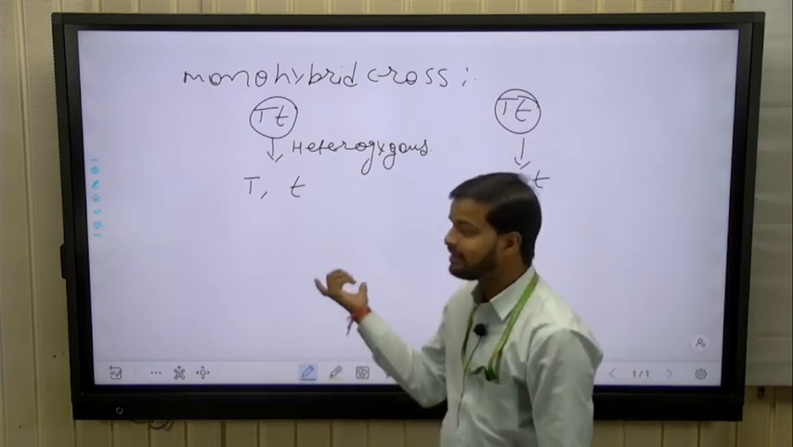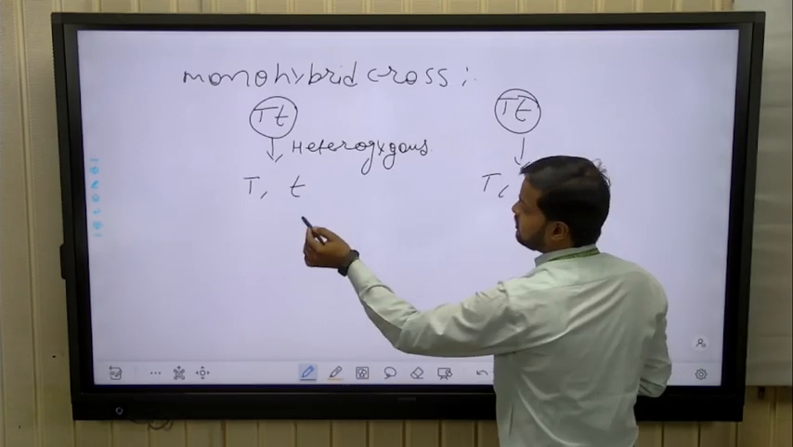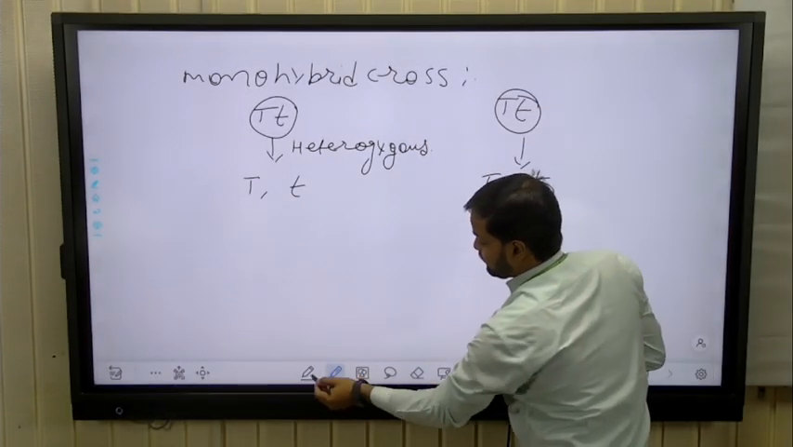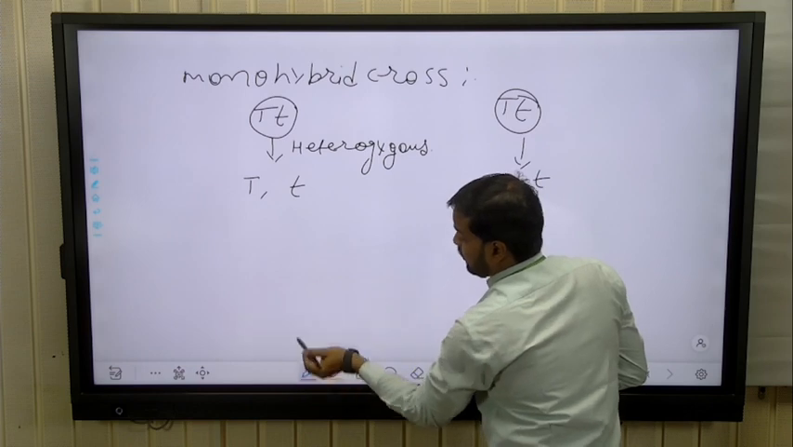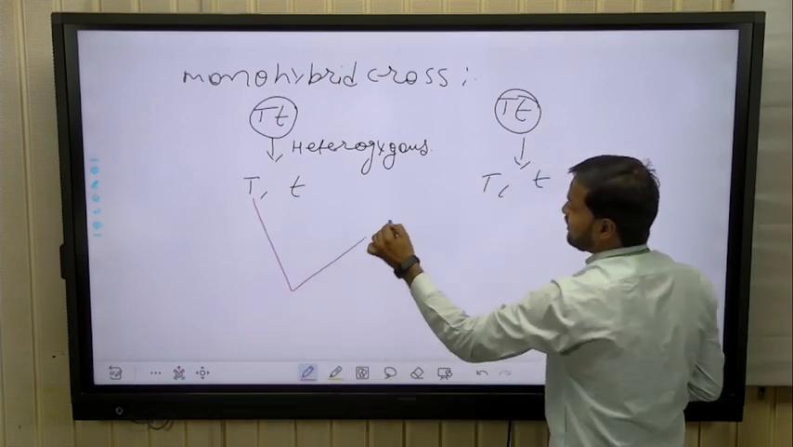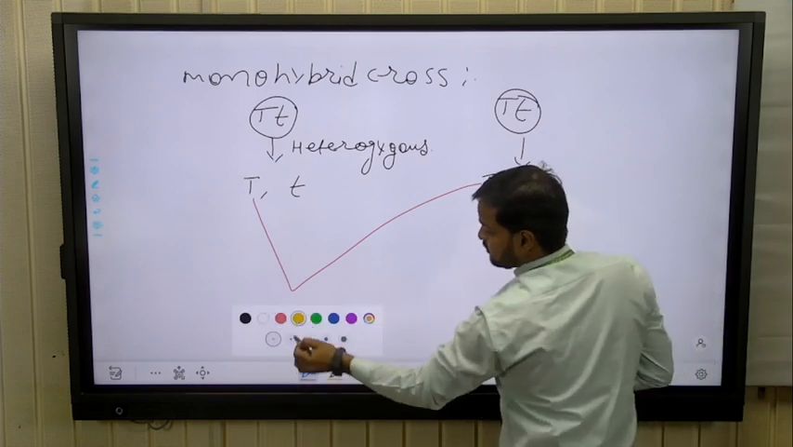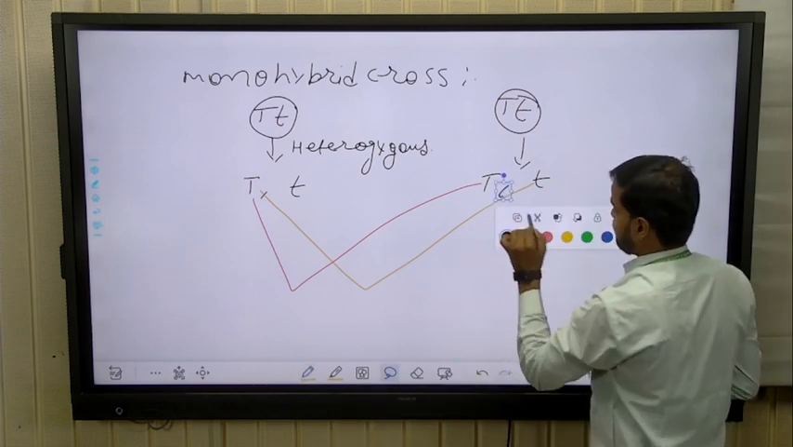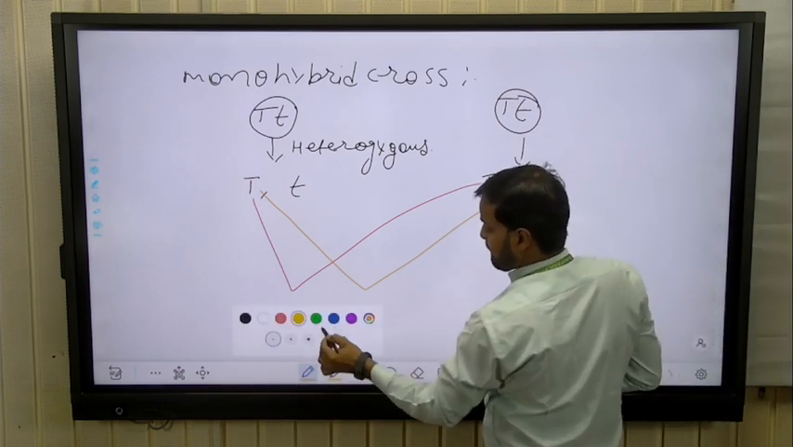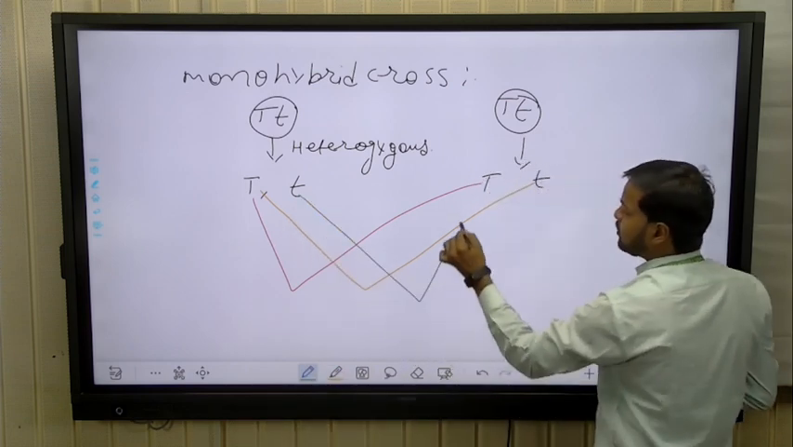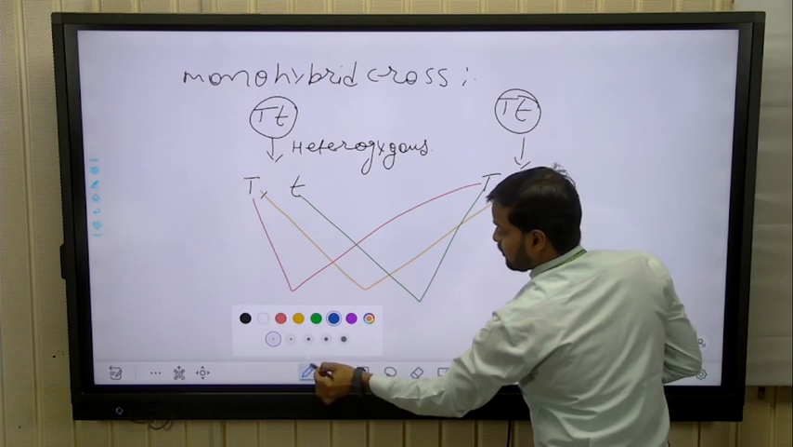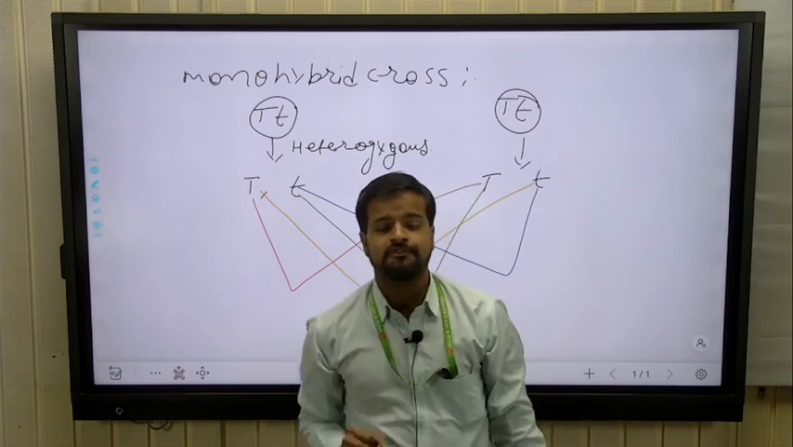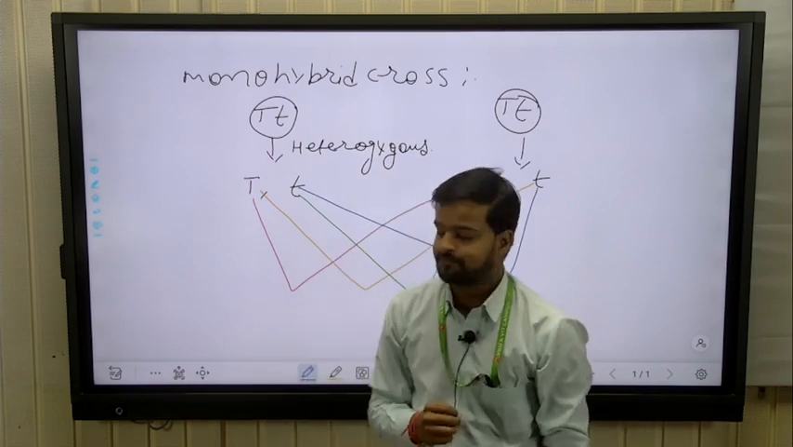First of all we draw Mendel's way. What does Mendel do here? Mendel performs cross pollination here. First of all, by red line I will cross capital T to capital T, and capital T to small t. By green, small t to capital T. By blue, small t to small t. That means we obtain 4 progeny in the F2 generation.